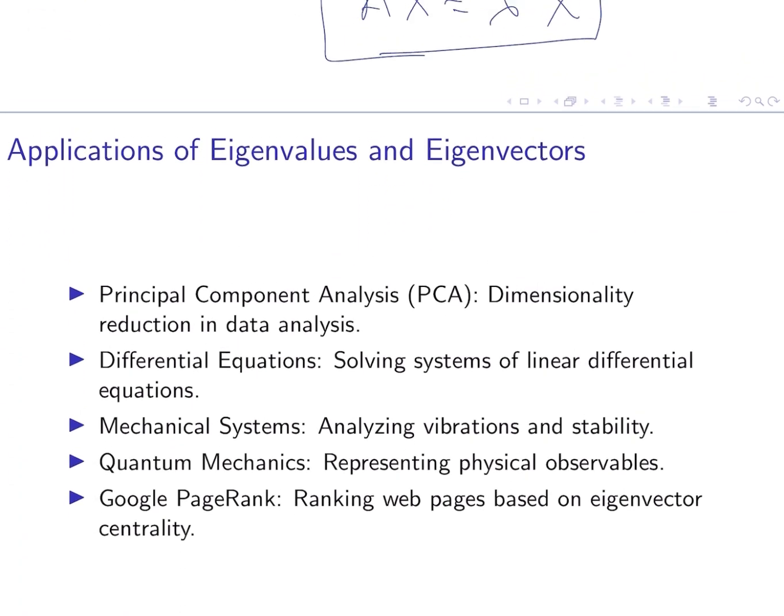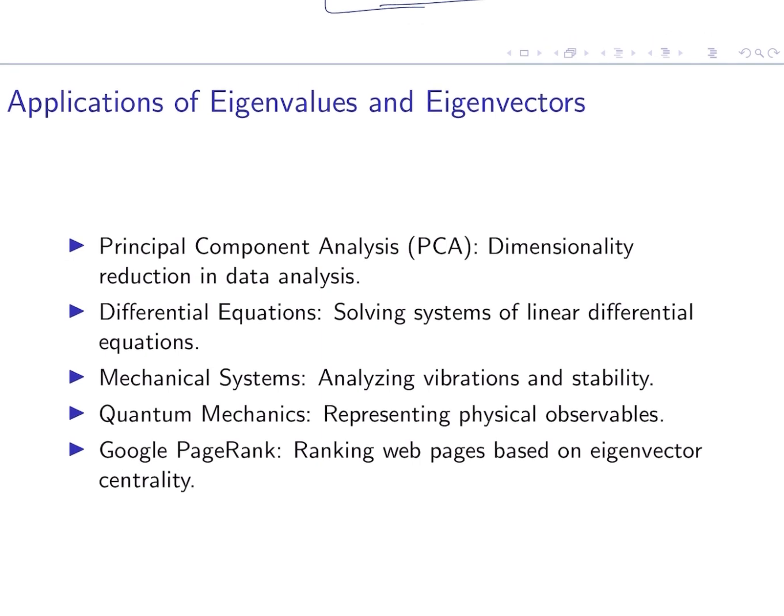And there are several applications. It is used in principal component analysis to reduce the dimensionality of the data, in solving differential equations, especially linear differential equations, and in mechanical systems, analyzing vibrations and stability. In quantum mechanics, it represents physical observables, right? And in Google PageRank, ranking web pages based on eigenvector centrality, right?